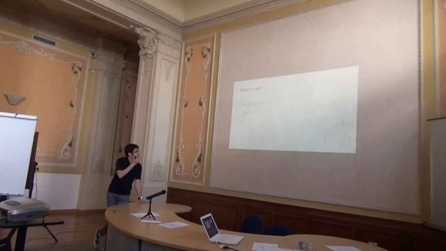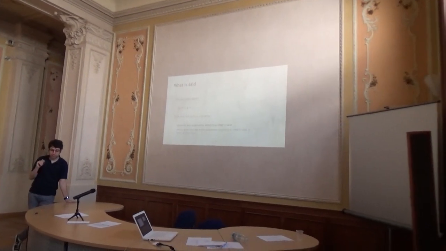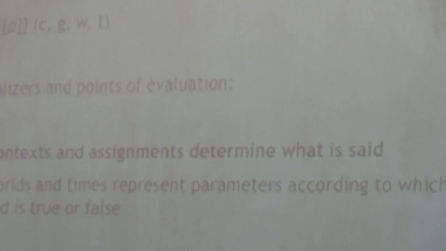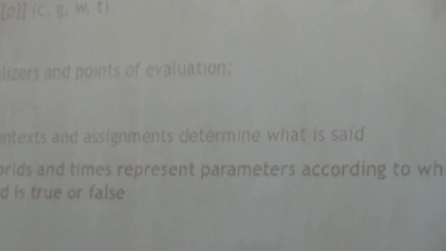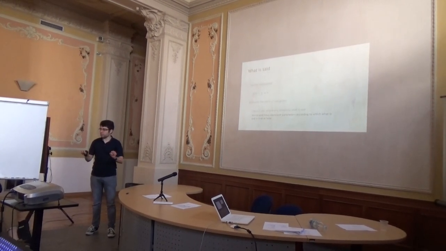Why? Because the context and the assignment determine what is said, whereas the world and time determine the extension of what is said. That is, given a sentence, the context and the assignment determine what proposition is being expressed in that context, whereas the world and time determine whether that proposition is true or false. I don't know if this is clear. Don't mind being interrupted.